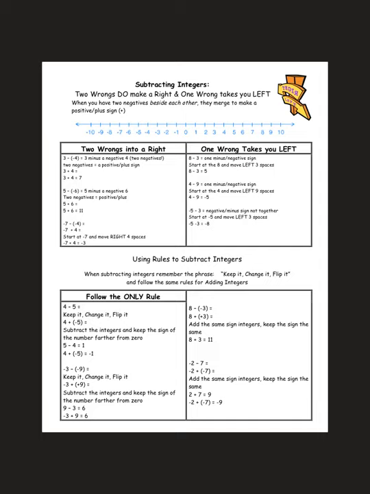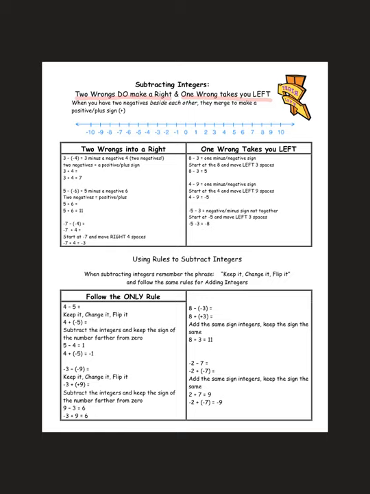Hi guys, a quick video here on subtracting integers. A few things here to note. Up at the top, it says 2 wrongs do make a right. This is just a little trick for you to remember. And then it says, and 1 wrong takes you left. This is talking about when you are working on a number line.